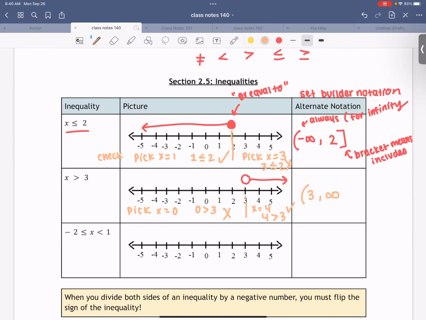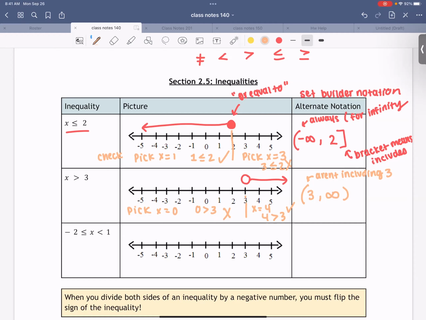It's not a less than or equal to sign. So it's a parentheses because we aren't including 3. There's an open circle at 3. We have a parentheses, no bracket. Parentheses or bracket on the infinity? Parentheses. We always have parentheses when we're dealing with infinities because we never really touch it. Let's do one more.